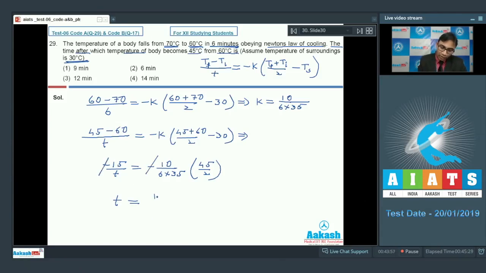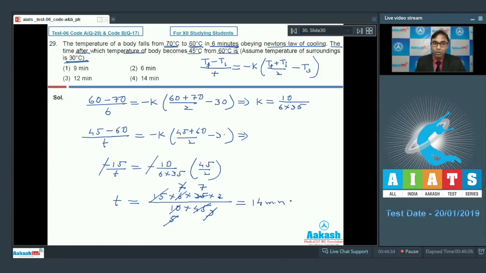So we can write t will be equal to 15 into 6 into 35 into 2 divided by 10 into 45. So this will be 3. 15 3s are 45. 3 into 2s are 6. 2 5s are 10. 5 7s are 35. So you will get 14 minutes.